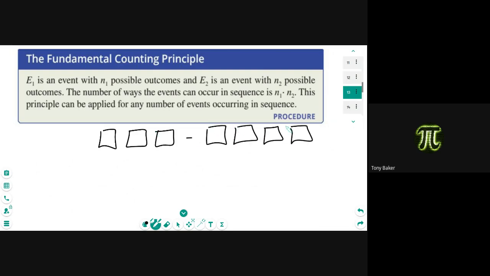How many different numbers can be the first digit? 10, right? There's 10 numbers on your phone, right? So 10. How many in the second one? How many in the third one? Fourth? And it's all 10, right? So how many different phone numbers can I have? We're going to multiply these. So yes, 10 to the power of 7.